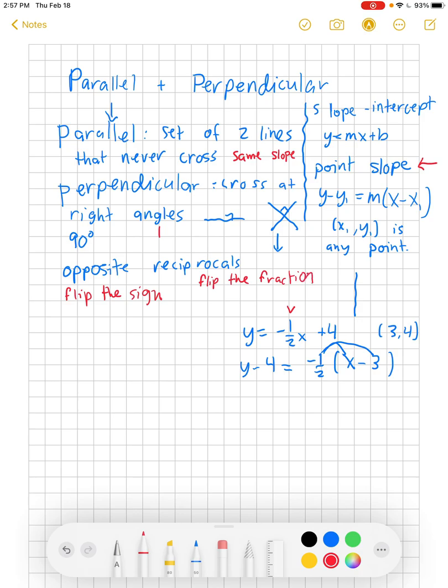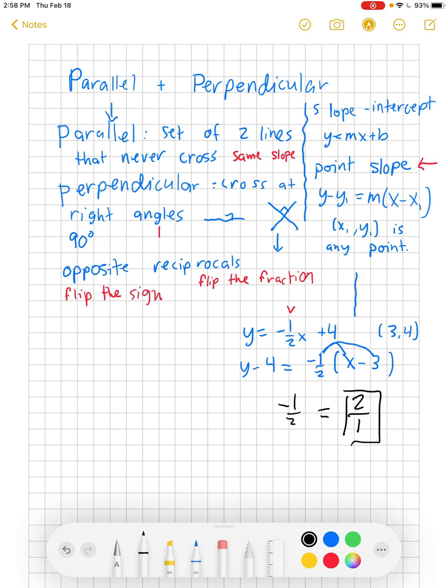So using the same example we used earlier, if we had our line y equals -1/2 x plus 4, and we wanted to find a line perpendicular to it, the slope of that line would be: -1/2, flip the sign, so we take the negative and make it positive, and we would also flip the fraction, making the denominator the numerator. So the slope of the perpendicular line would be 2/1.